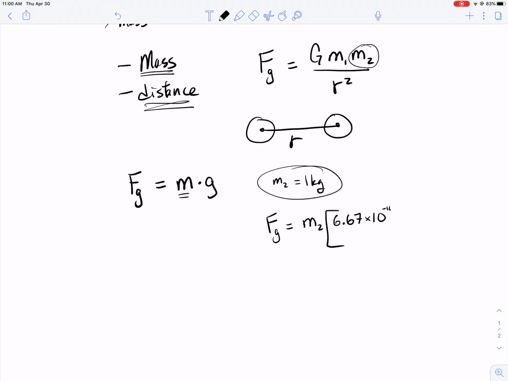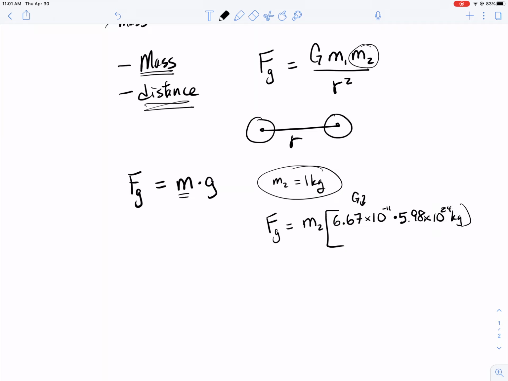So we have this tiny number, constant g, so that's g. And then we have the mass of the Earth. Well, Earth is pretty big, it's pretty heavy. We have that on our data sheet. That is 5.98 times 10 to the 24 kilograms.